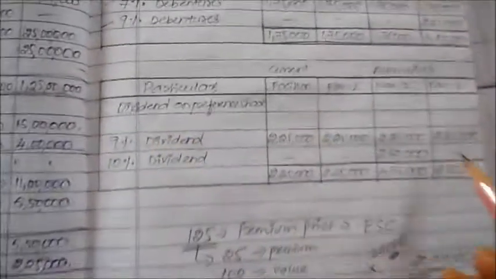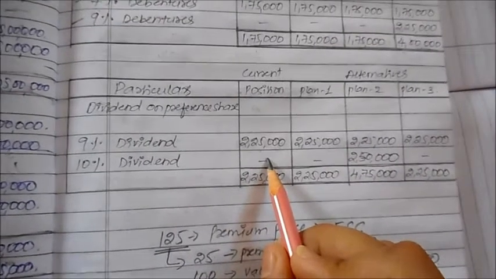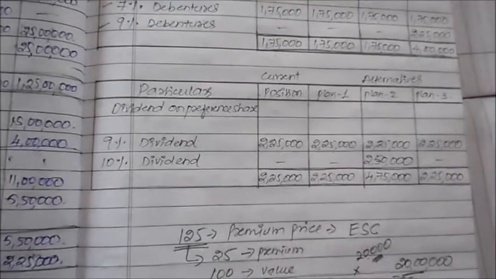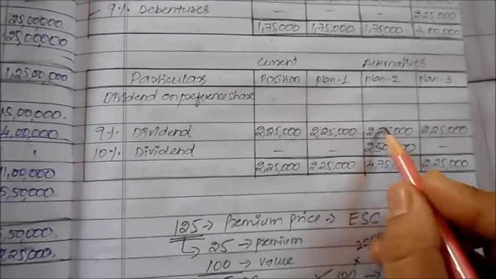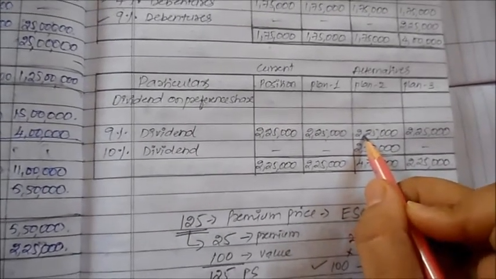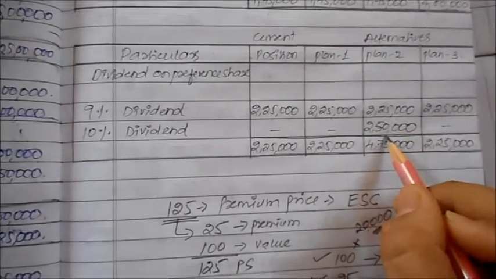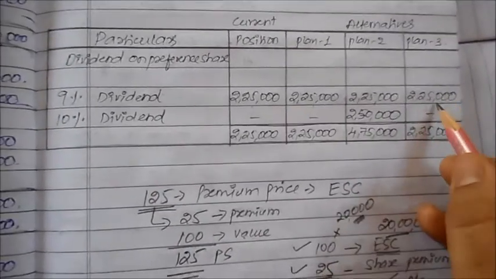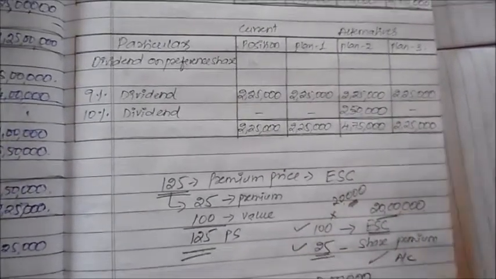So the alternatives are here. The first one is 25 lakhs into 9%. The next one is again 25 lakhs into 9%, 2,25,000. So we have two alternatives here: 25 lakhs at 9% and 25 lakhs at 10%. So we'll have 2,25,000 and 2,50,000, added together will come up to 4,75,000. And for the last, we again have only one option of preference dividend available, so we'll write 2,25,000.